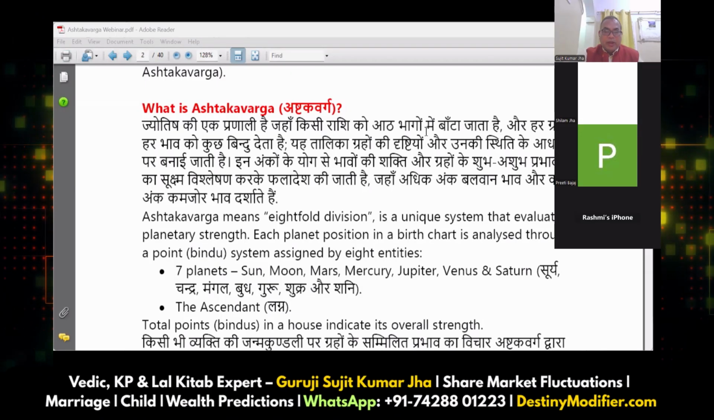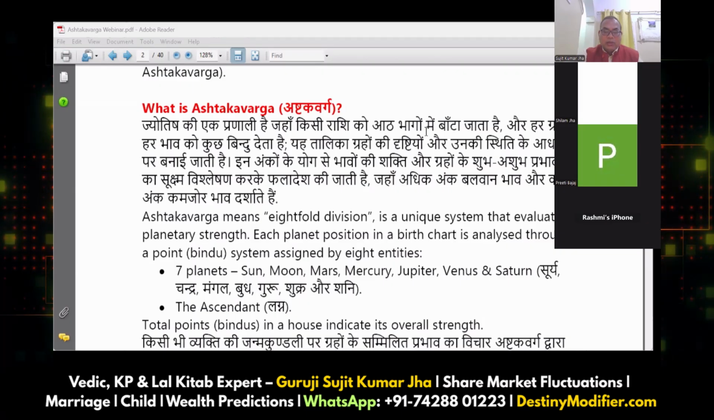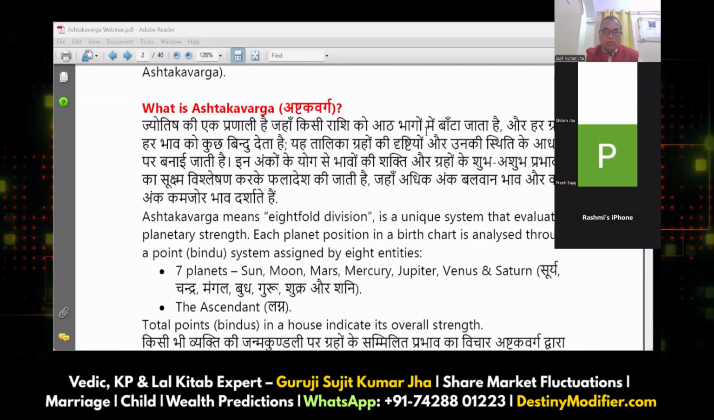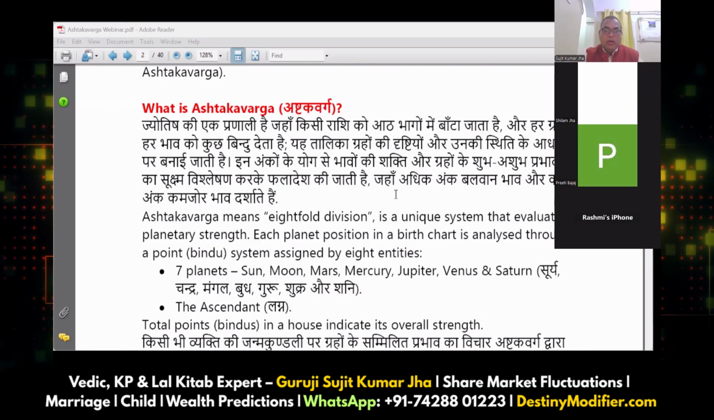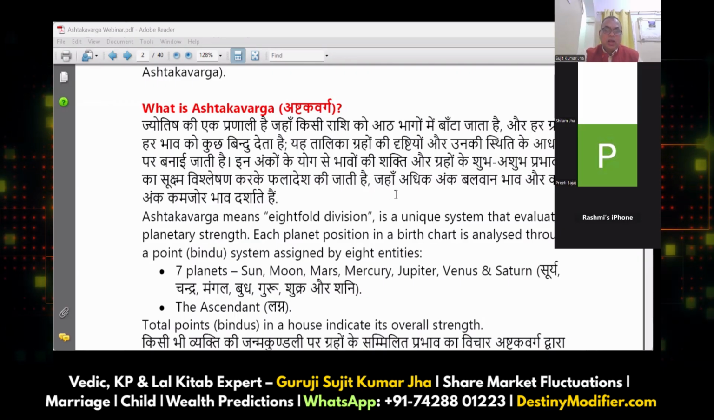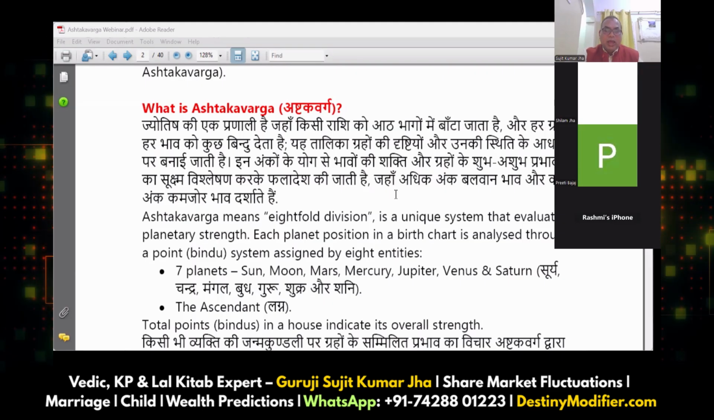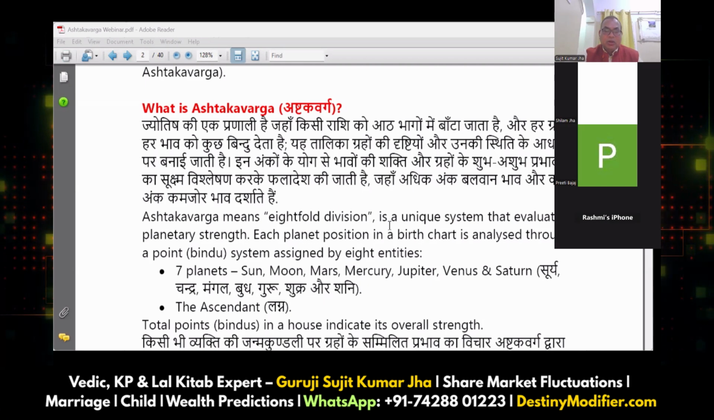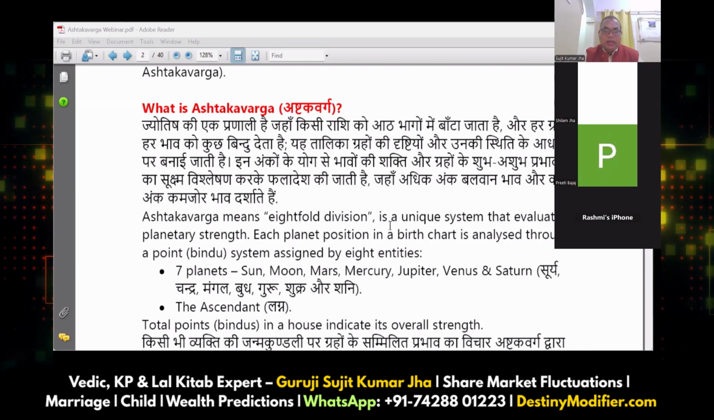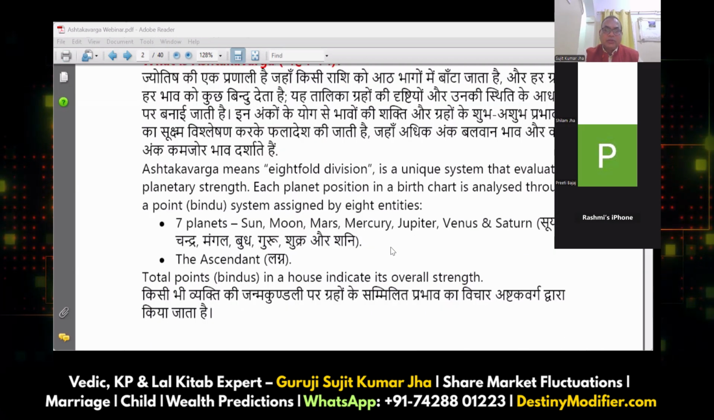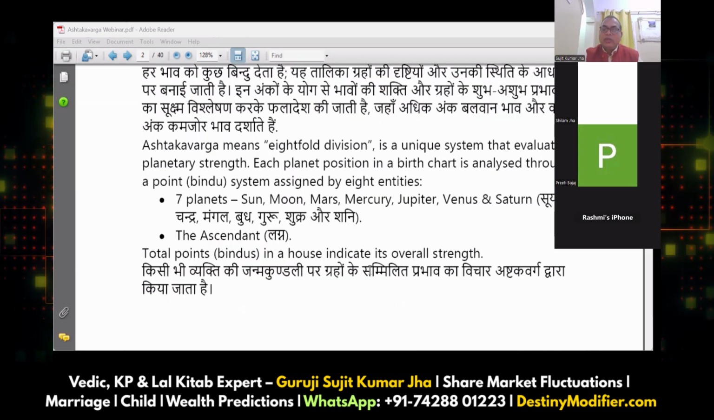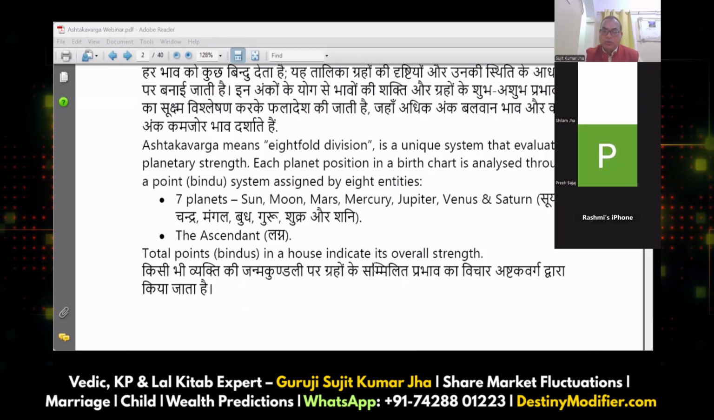In Ashtakavarga, there are 7 planets: Sun, Moon, Mars, Mercury, Jupiter, Venus, and Saturn, giving the points to each Rasi, each Bhav, and Lagna. So 7 planets and the Ascendant Lagna, 8 entities, give the points. The total points in a house give the strength of that house.